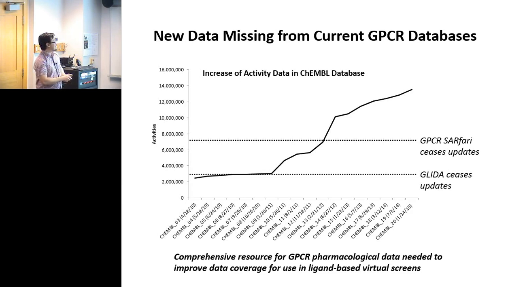Then right around this time, GPCR-Safari stopped updating as well. So we have this huge swath of data right here that's just lying around and has not really been subset. Obviously, there's a lot of data that's missed here. So why not jump on the opportunity to try and subset this?